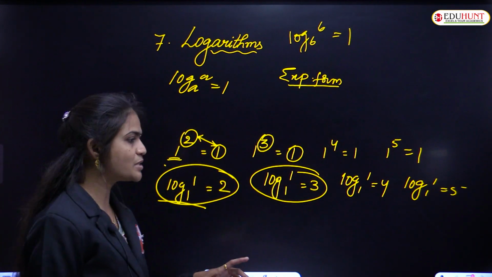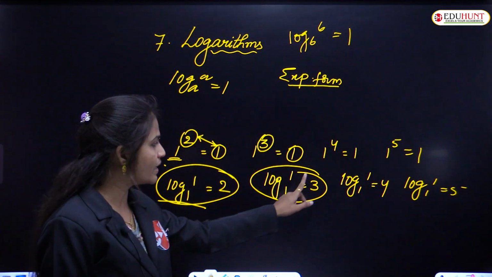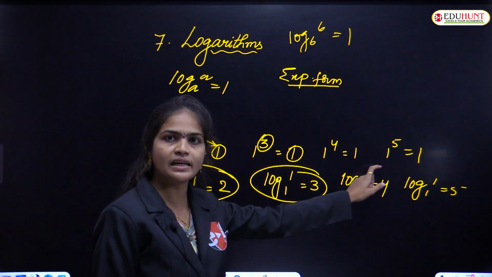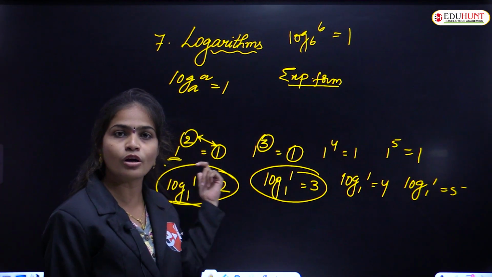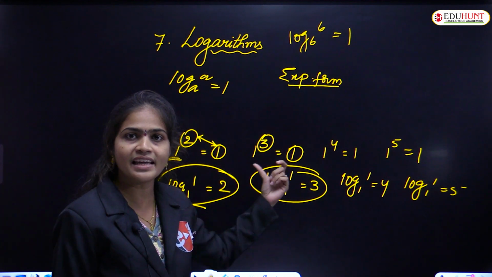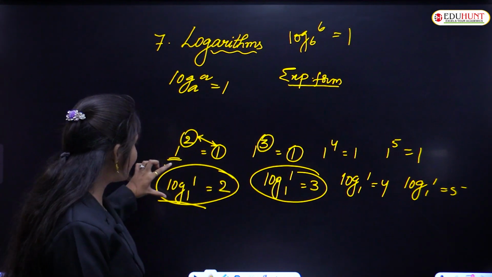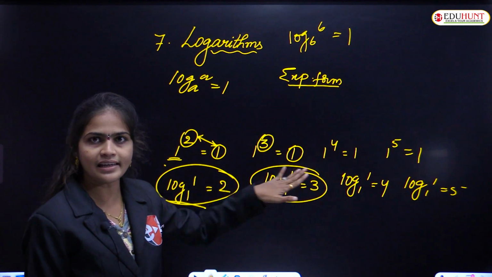So children, just observe that here log 1 to the base 1, and here also log 1 to the base 1, and here also log 1 to the base 1. So there is no change in the LHS function, right? In the LHS logarithmic function, there is no change. Always we have log 1 base 1.